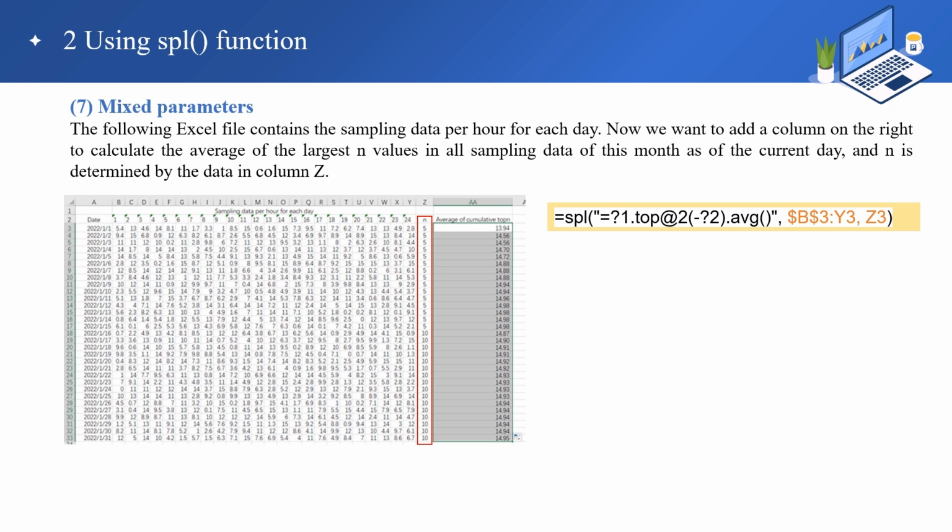$B$3:Y3 is the parameter passed to SPL expression and corresponds to $1. Z3 is the parameter passed to SPL expression and corresponds to question mark 2. Drag AA3 down to every relevant row to get the result, as shown in the figure.